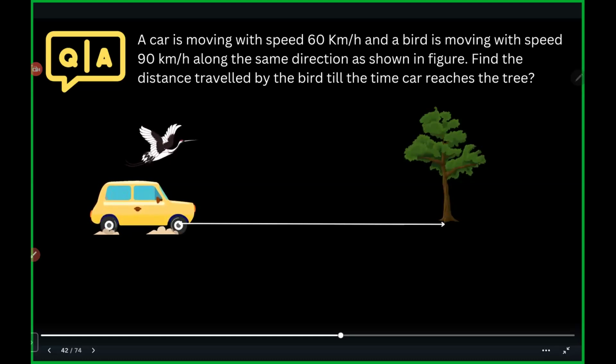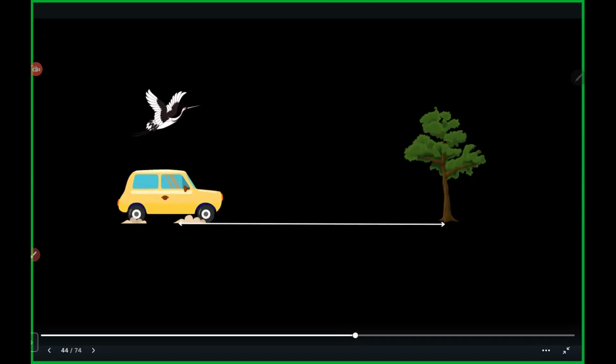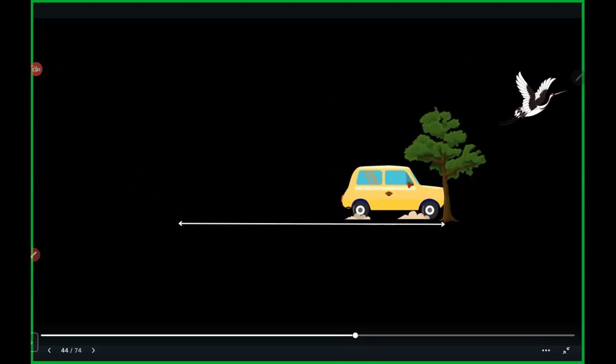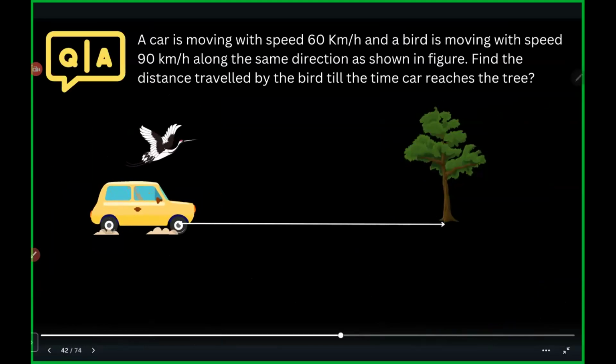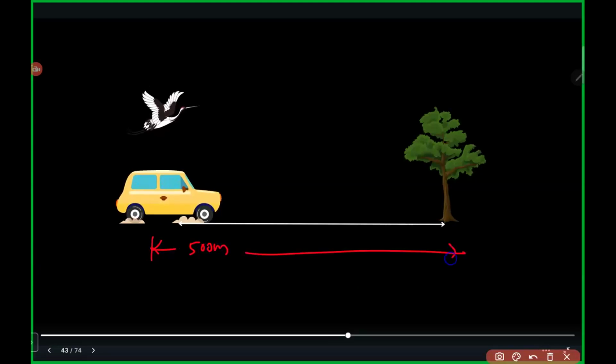आपको ये बताना है जब तक ये कार पेड़ के पास तक पहुंचेगा, तब तक ये जो बर्ड है, ये कितना डिस्टेंस कवर कर लेगा। ऑब्वियस ही बात है, जो बर्ड है वो तेज जा रहा है तो वो आगे चला जाएगा, और जो कार है वो पीछे रह जाएगी। Speeds are 60 and 90. This distance is given to you, 500 meters. Okay, solve this question now, everyone.